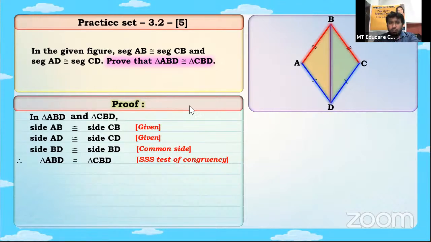Students, please draw the figure and write down the proof. Give the heading practice set 3.2. Question number 5. Draw the figure and write down the proof. Okay. Students, I'll just give you all 2 minutes.